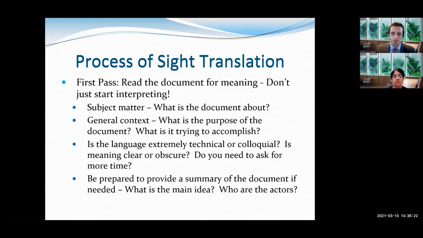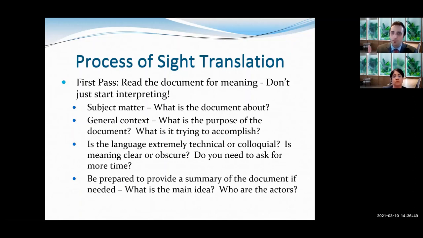There is a process that you can use, however, that will help you be more professional, and will help you provide a higher quality interpretation. That's what we're going to talk about now. So do not just start reading. In fact, we're going to talk about a three-step process. The first step, or I call it the first pass of that process, is read the document for meaning. Don't just start interpreting it out loud, reading it out loud in the other language. No, read the document for meaning.